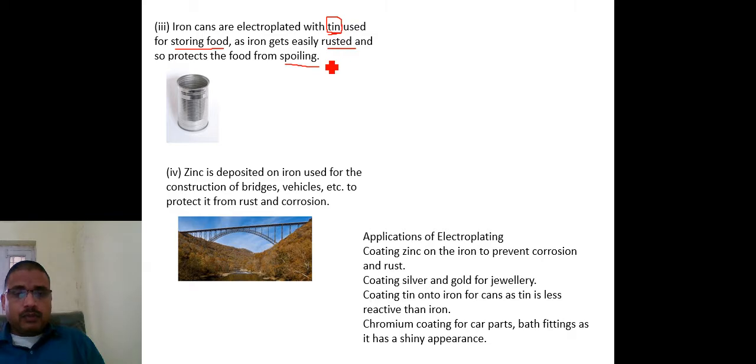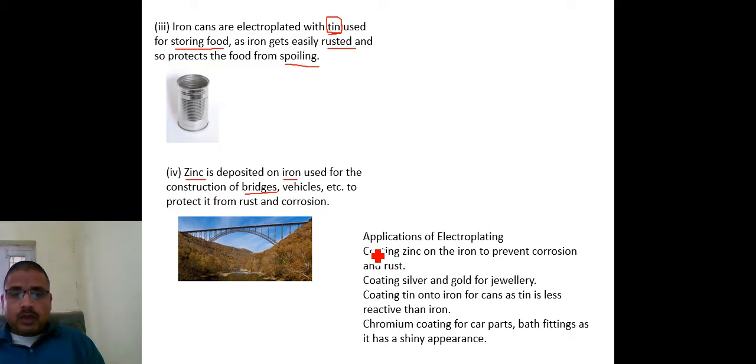Now there is also zinc. Zinc is deposited on iron for the construction of bridges. There are so many bridges we see, and all these bridges are basically zinc coated, made up of iron, and all these irons are electroplated by zinc, so that for protection from corrosion and rusting, zinc is used.